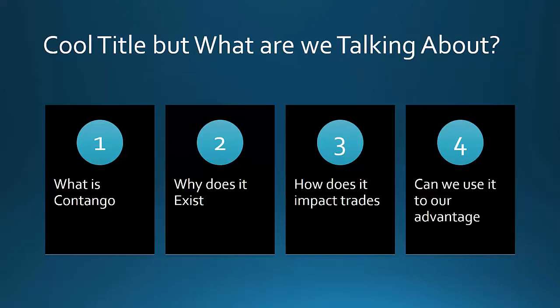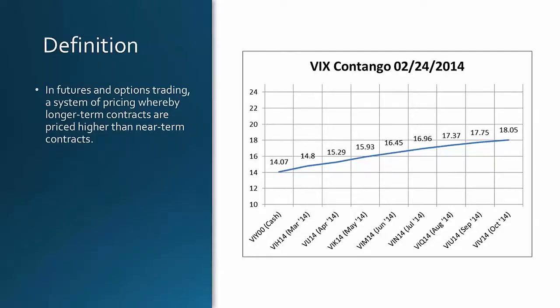So to get things going here, let's talk about the definition. This is a very famous Contango, or at least I feel like it's famous. The VIX Contango. The definition, in futures and options trading, is a system of pricing whereby longer-term contracts are priced higher than nearer-term contracts. This is a phenomenon, but it's not too crazy when we start to describe things.